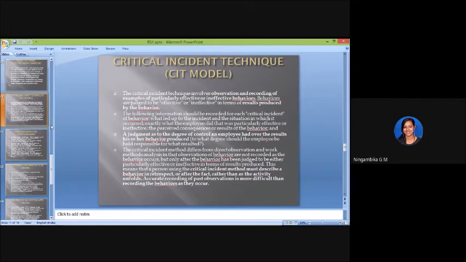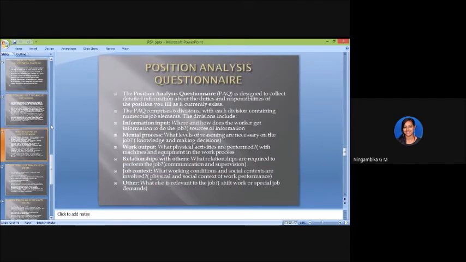That is the CIT model. Coming to the next one, the position analysis questionnaire, also called PAQ. PAQ is designed to collect detailed information about the duties and responsibilities of the position as it currently exists. They try to gather as much detailed information as possible. This has six divisions: information input, mental process, work output, relationship with others, job context, and other. Keeping these six elements, they try to gather as much information as possible.